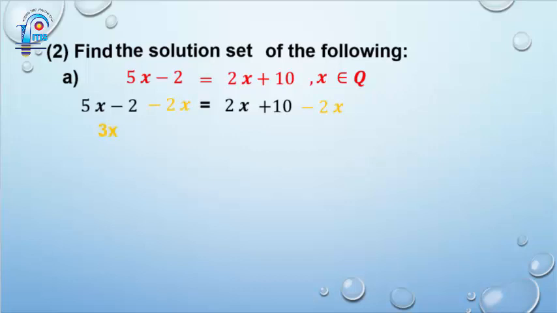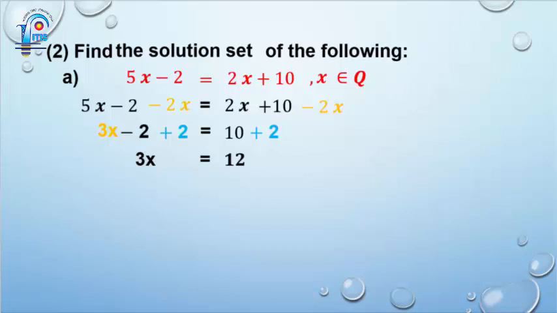5x minus 2x equals 3x. Minus 2 equals, 2x minus 2x cancel, then equals 10. Now I cancel negative 2. What is the opposite of minus 2? Plus 2. Then I add 2 to both sides. Then 3x equals 12.